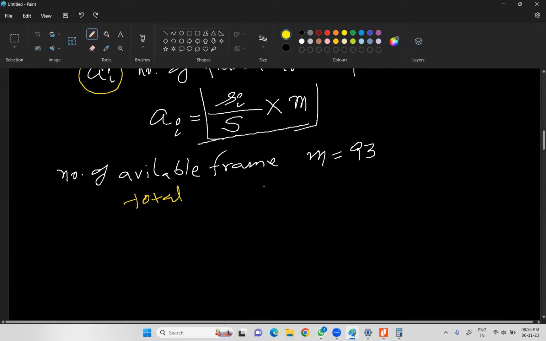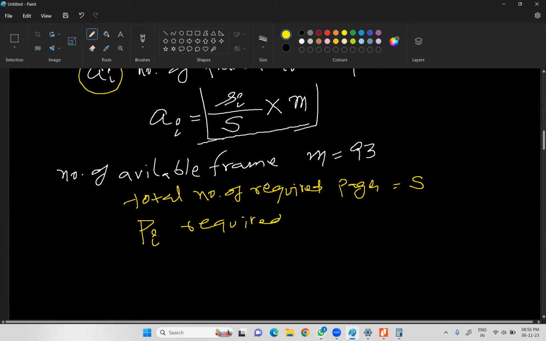Let me write, I'm talking about pages only. Total number of required pages will be equal to S. And then for a particular process, for a particular pi process, pi requires s_i pages. So it will be S suffix i.